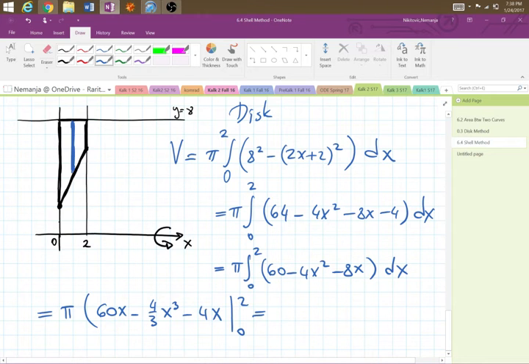Which 4? Like 64 minus 4x squared. Then you went down. This one? No, the other one. Oh, you subtracted 4? 64 minus 4 is Okay, 60 over here. It's magic.